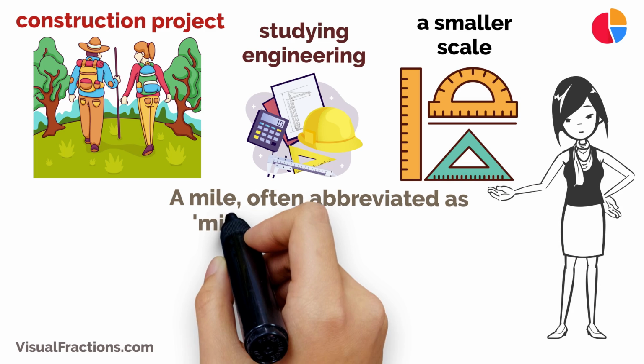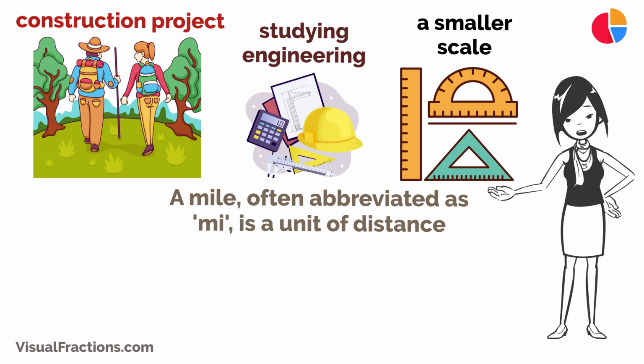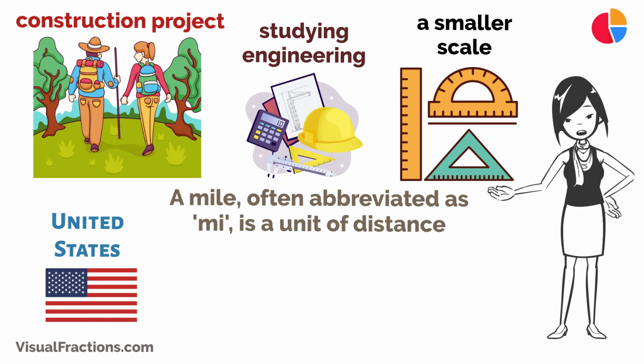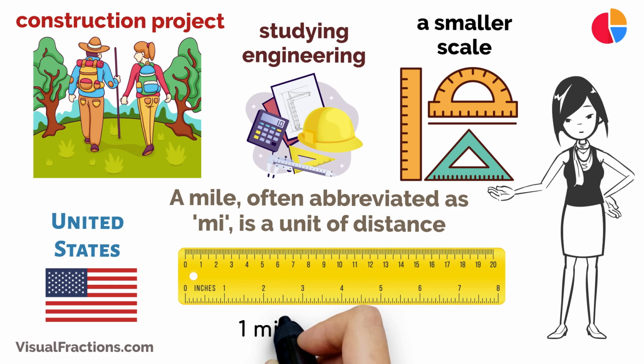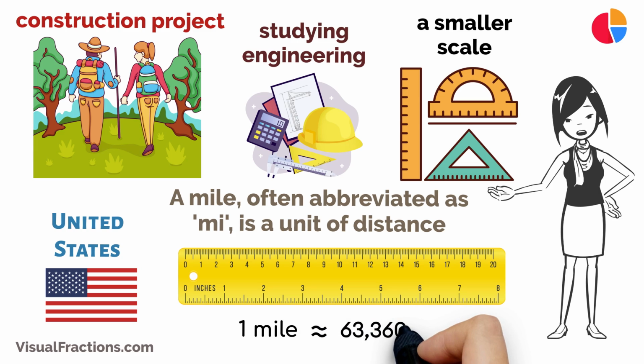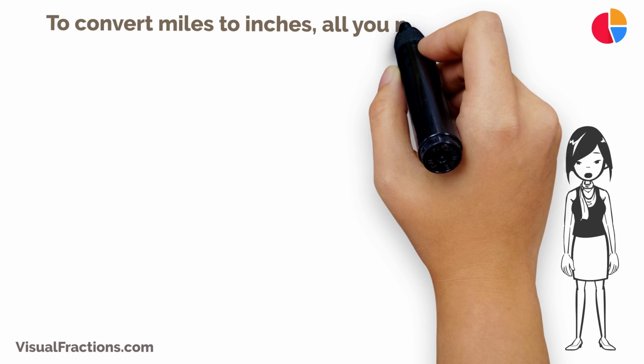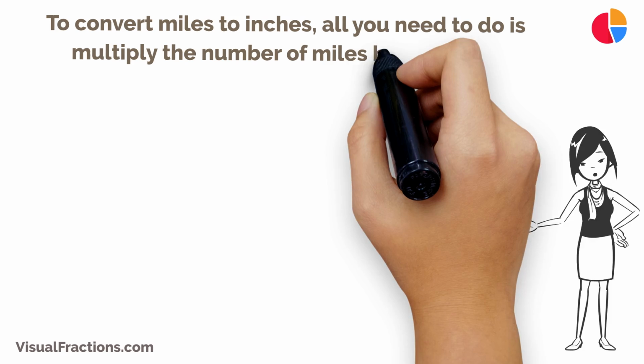A mile, often abbreviated as MI, is a unit of distance commonly used in the United States and a few other countries. An inch, represented as in, is a much smaller unit of distance. Now, here's the key part. 1 mile is equal to approximately 63,360 inches.